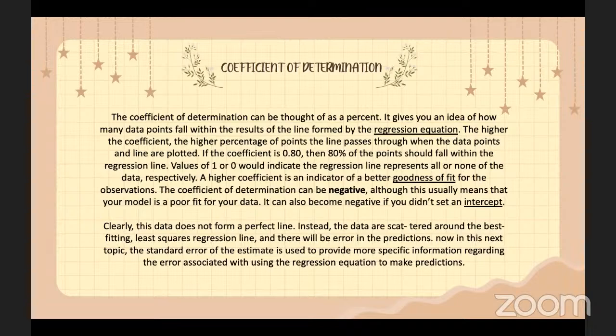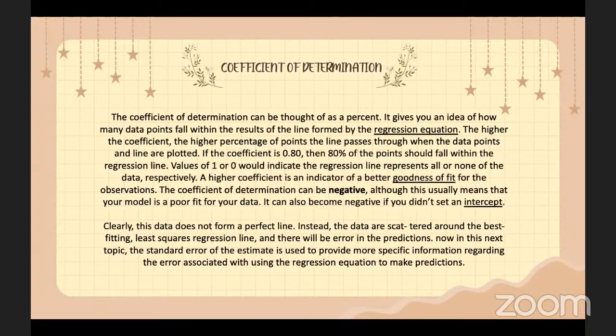If the coefficient is 0.80, then 80% of the points should fall within the regression line. Values of 1 or 0 will indicate the regression line represents all or none of the data, respectively. A higher coefficient is an indicator of a better goodness of fit for the observations. The coefficient of determination can be negative, although this usually means that your model is a poor fit for your data. It can also become negative if you don't use an intercept.